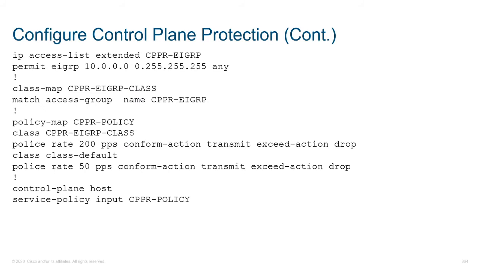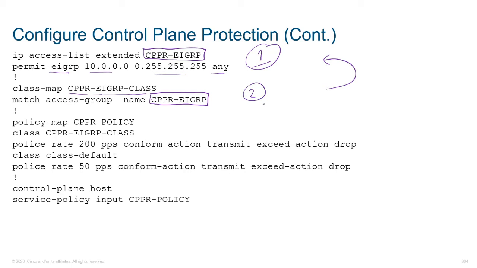We can see the first step is configuring the access list. It's an extended ACL specifically for EIGRP traffic, and we can see we're matching on that 10/8 destined for anywhere. Now, the class map is just going to be referencing what we're doing in the first step. So you need to ensure that whatever class map you've created, in this case, CPR EIGRP class, is matching the access group that we created in that first step. So we just have to make sure this matches this. All right, so that's step 2.